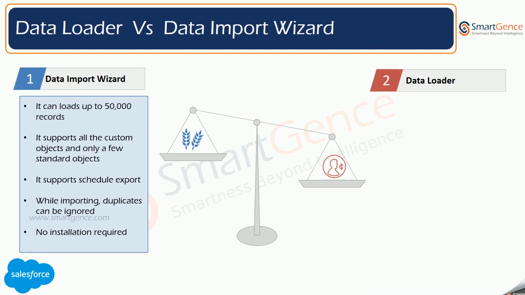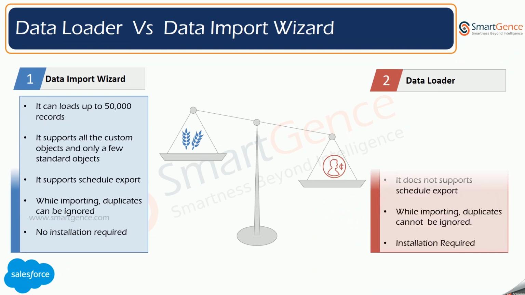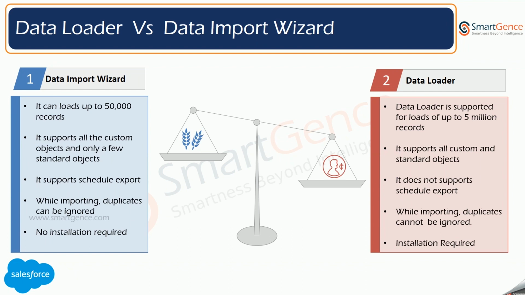Now the pros and cons of data loader and data import wizard. Firstly, data import wizard would load up to 50,000 records, whereas data loader would load up to 5 million records. Data import wizard supports all the custom objects and only a few standard objects, whereas it is not the case in data loader, which allows every single object available in the organization. Data import wizard supports scheduled export, whereas it is not possible in data loader. While importing, duplicates will be ignored in data import wizard, whereas it is not the case in data loader. And data import wizard, as we have seen earlier, is available in the setup within the organization itself, whereas data loader we have to install separately, since it is more like a tool.